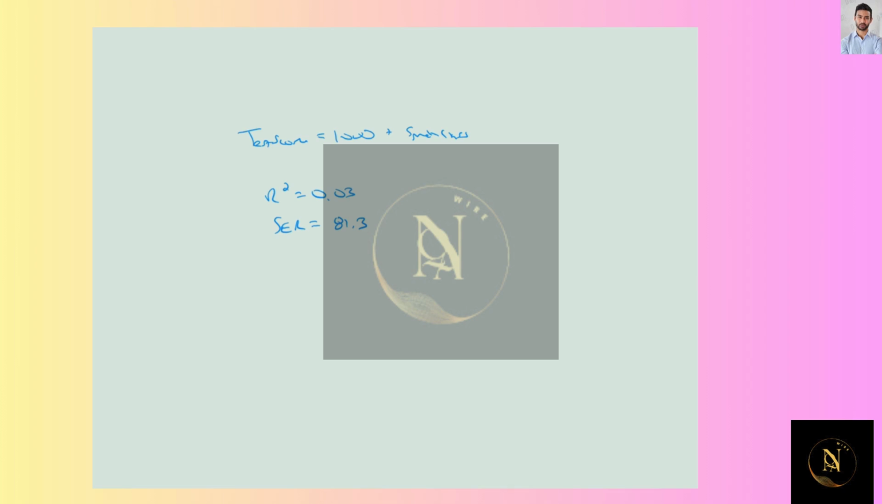So the first step would be to interpret r squared. An r-squared value of 0.03 represents the proportion of the variation in test scores that can be explained by the variable small class. It indicates that only 3% of the variation in test scores is explained by being in a small class.